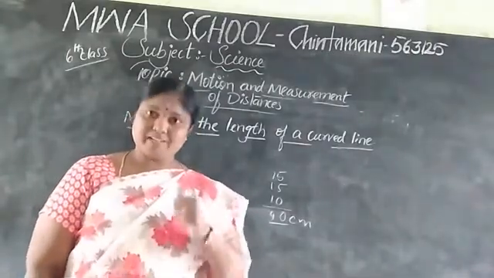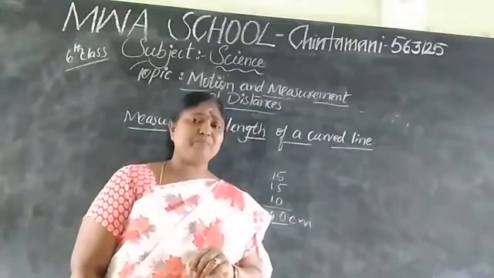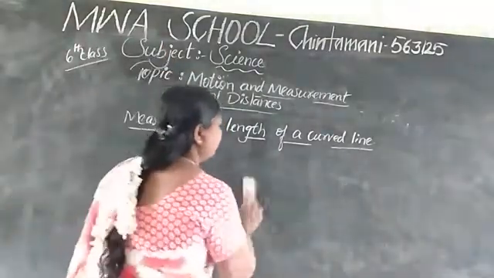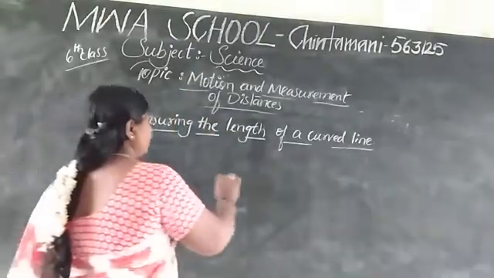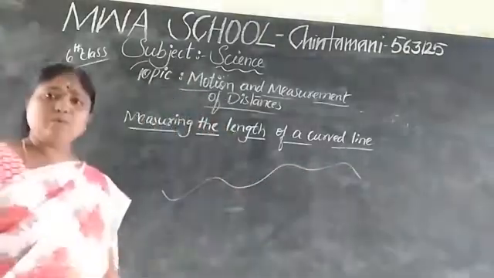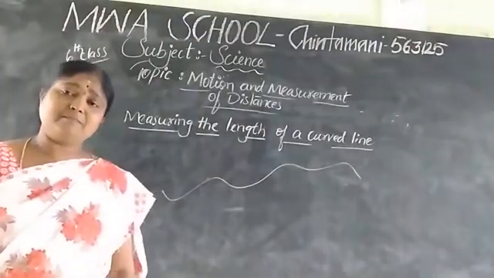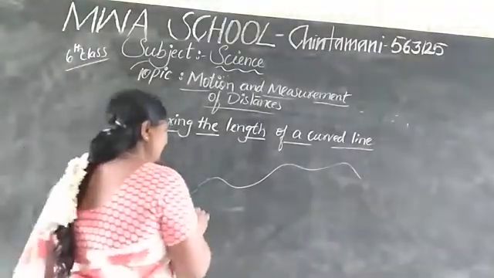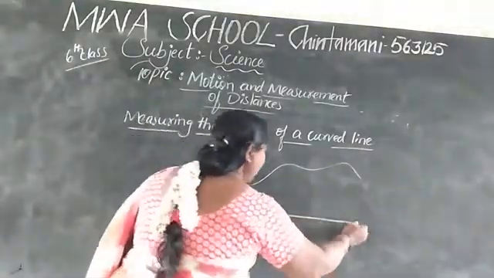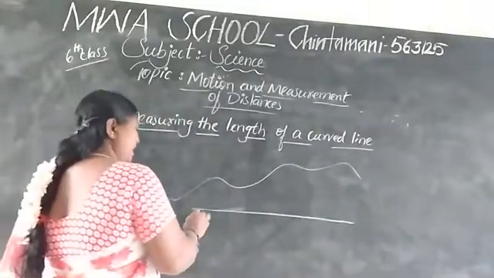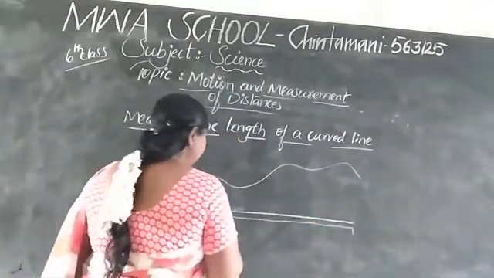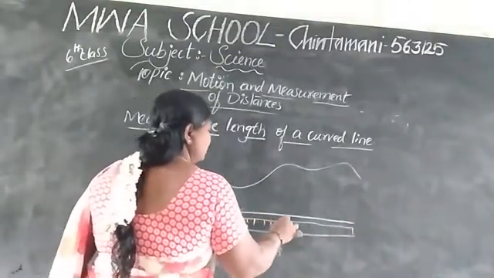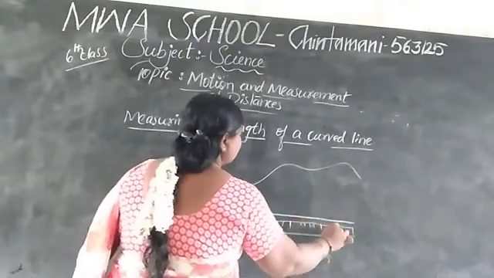How are we going to measure it? Think, children, how you can measure. Yeah. So take a thread, children. So keep it, this is your thread. I want the length of the thread. How are we going to measure? It's very easy. Take the thread, arrange it in a straight form. Then take your scale. Keep the thread on the scale, and easily we can measure the curved line.